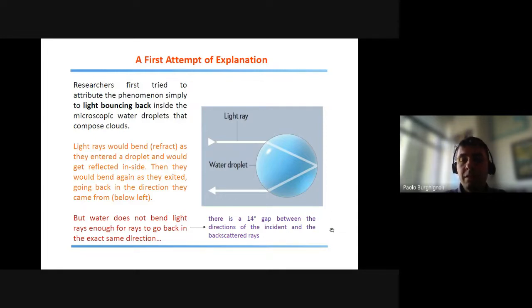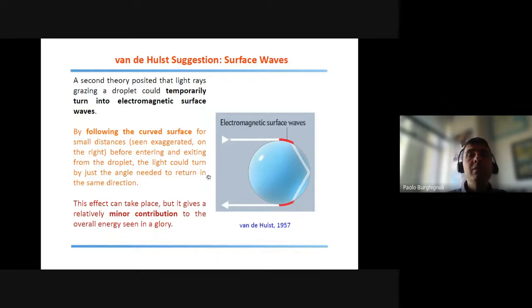So in the 50s of the last century, Van de Hulst, a Dutch scientist, suggested that maybe surface waves had a role in this phenomenon, and in particular that it was possible that electromagnetic surface waves were excited temporarily, and would therefore propagate along the surface of the sphere in the form of creeping waves in order to cover this gap, so as to achieve light scattered in exactly the same direction as the incident ray.